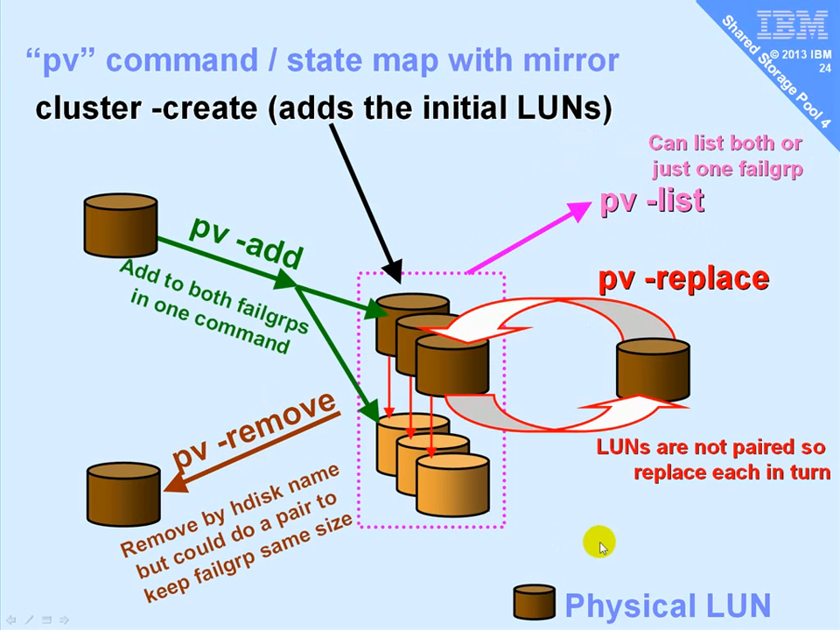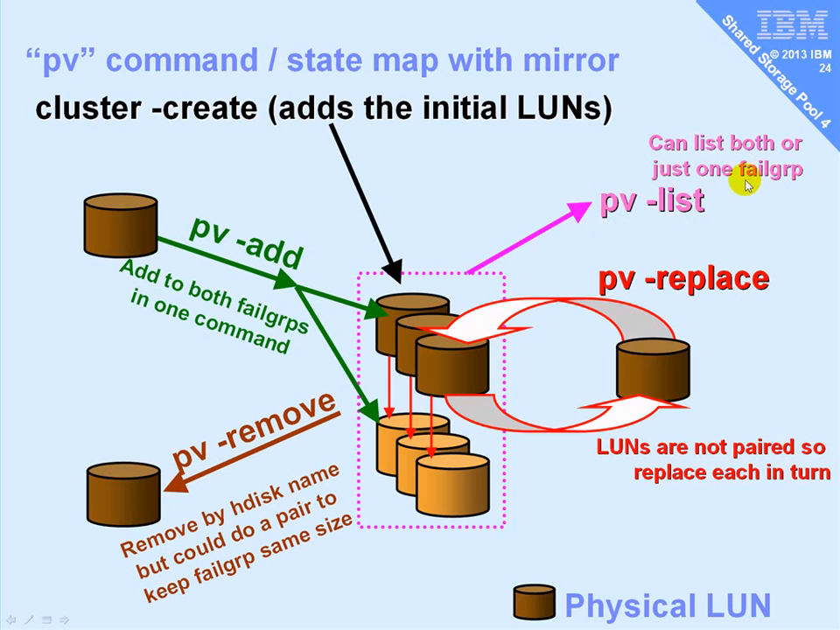If we are running with a failure group, then there are some little differences. With the PV add, we can add a pair of LUNs, or 4 or 6 or 8, equally across the two failure groups in one command. The syntax looks a little odd, but we can still do that.